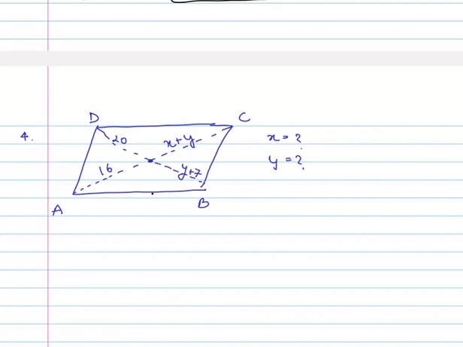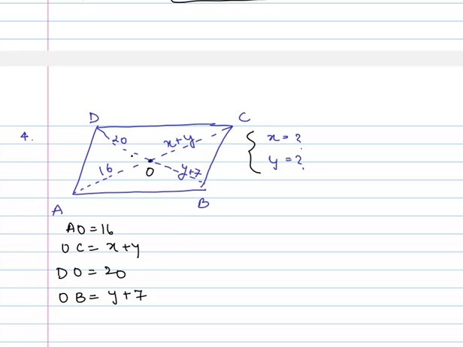Now this particular question says that let us say this is a parallelogram ABCD, and these are two diagonals meeting at point O. Over here, see, the value of AO is given to be 16, the value of OC is given to be x plus y, the value of DO is given to be 20, and OB is given to be y plus 7. Right, now we have to find the values of x and y.